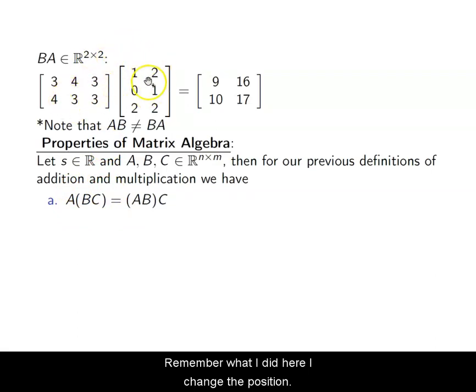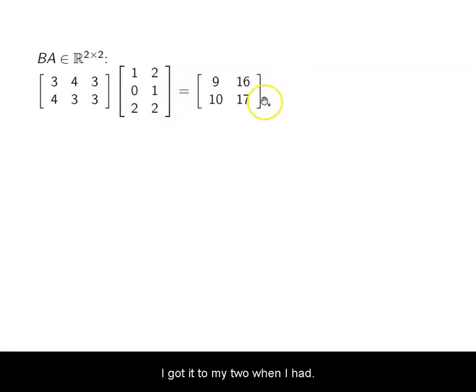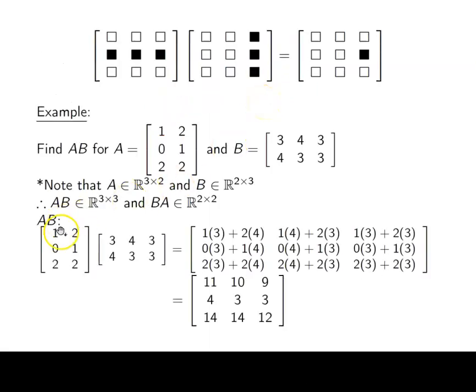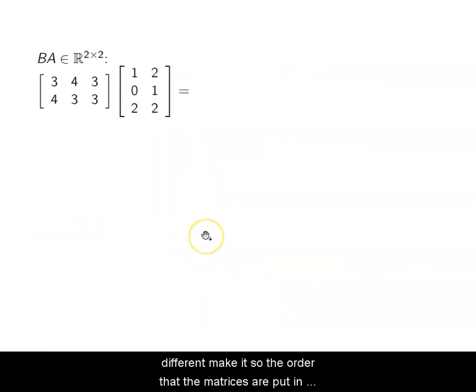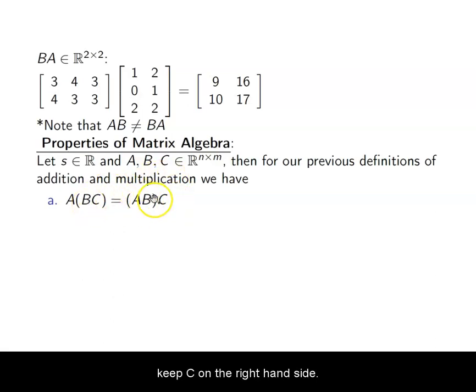So again, remember what I did here. I changed the position of the matrices. And when I changed the position, here I had B on the left and A on the right, I got a 2 by 2. When I had A on the left and B on the right, I got a completely different matrix. So the order that the matrices are put in is important. So here it's saying that if I do B times C first, that's fine, as long as I keep A on the left-hand side. If I do A times B first, that's fine, as long as I keep C on the right-hand side. Then these things will be equal.